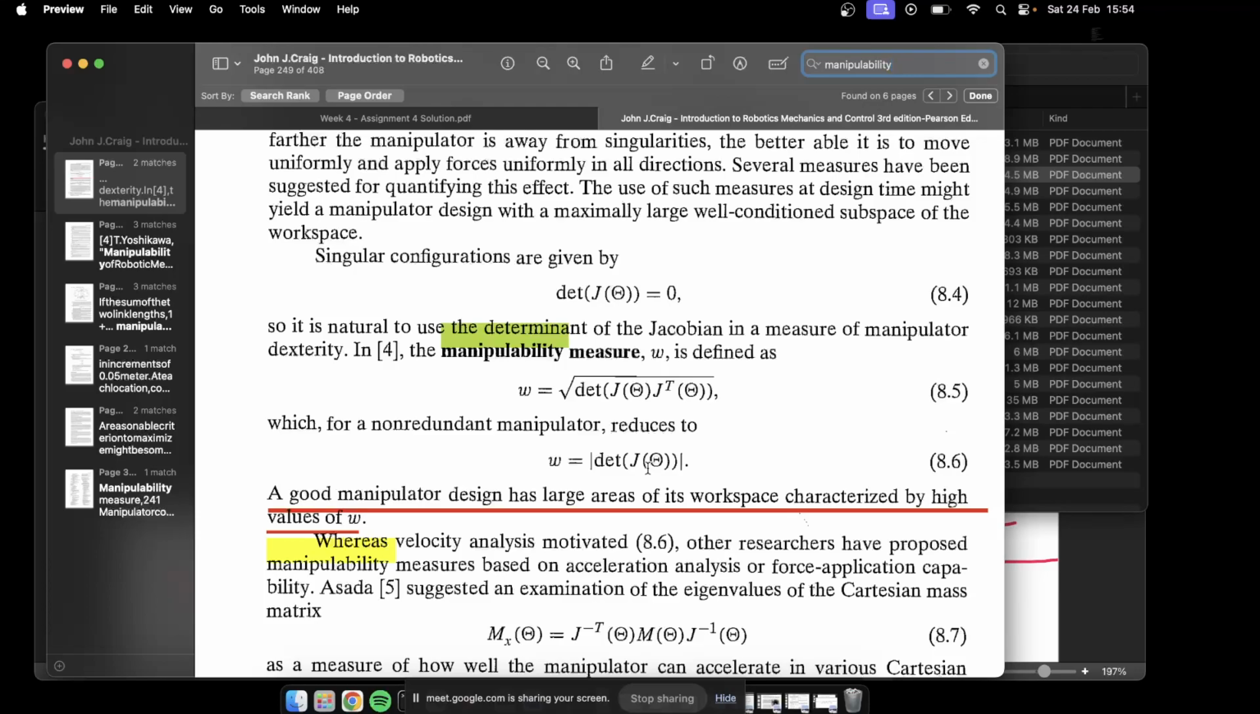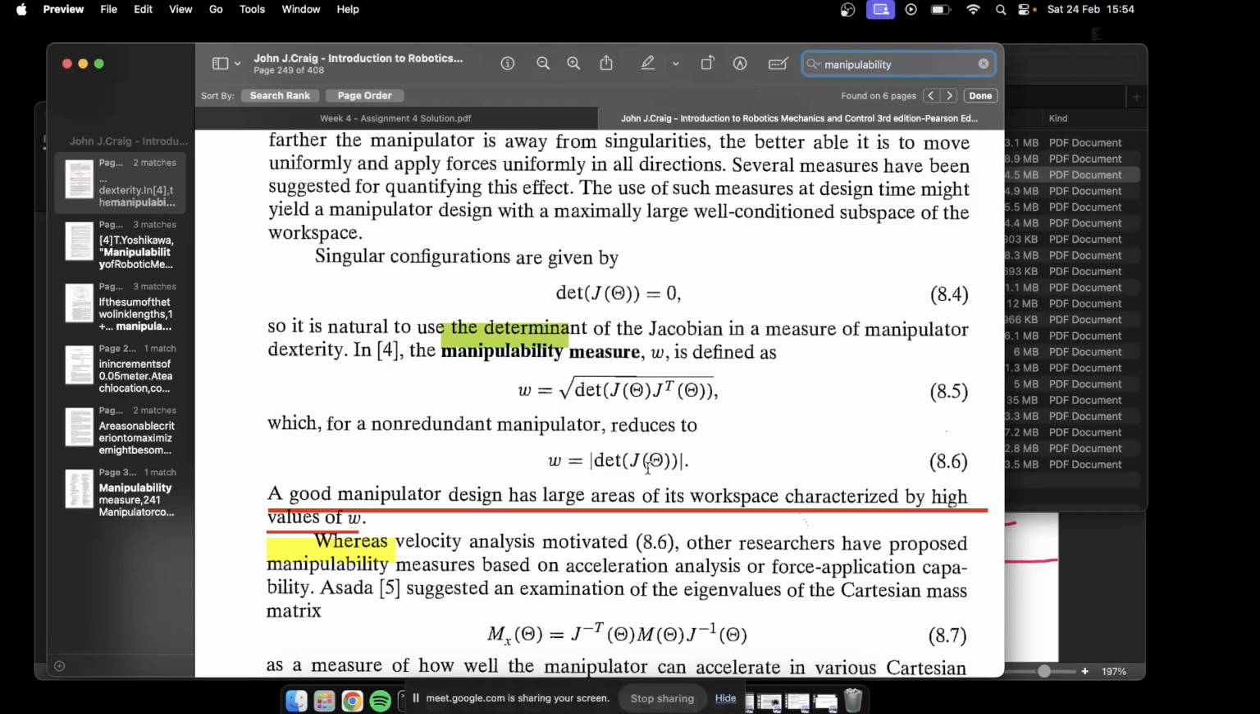Now, if you remember, for a 2-hour manipulator, the determinant of J is L1 L2 sine theta 2, right? So mod of L1 L2 sine theta 2, which is basically L1 L2 times mod of sine theta 2. Now, as theta 2 varies, sine theta 2 will change, right? So you can now very well tell at what configuration the manipulability of a 2-hour manipulator is at highest, right? When sine theta 2 is basically 1, right?